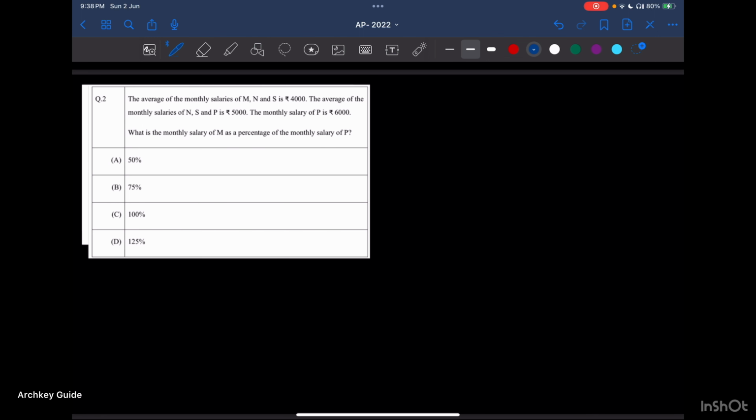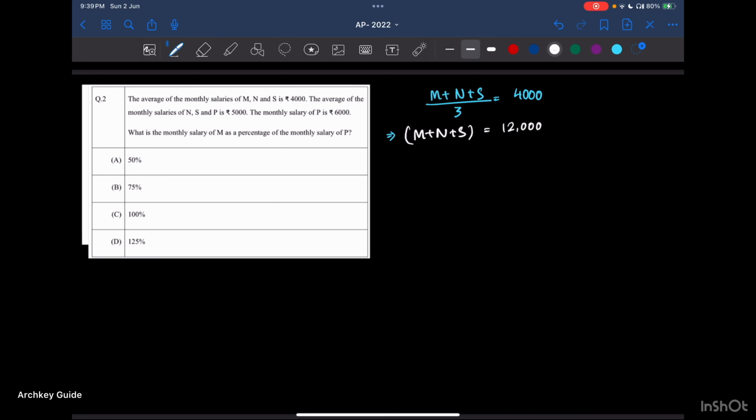Okay. So हमारे पास क्या है? We have the monthly salaries, the average of the monthly salaries of M, N and S. So M plus N plus S divided by 3 since it's average 4,000. So see, there might be shortcuts. There definitely are shortcuts, but I'm not using those right now because I want you guys to understand how to solve this question properly, so that your concepts are clear. And later when your concept is clear, you can definitely find out shortcuts to it. So yeah. So M plus N plus S would be 12,000.